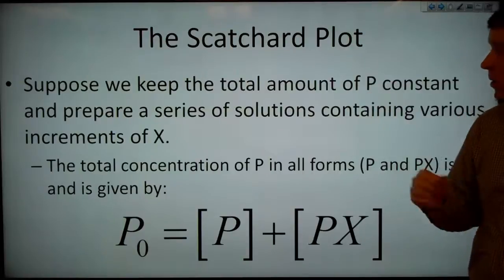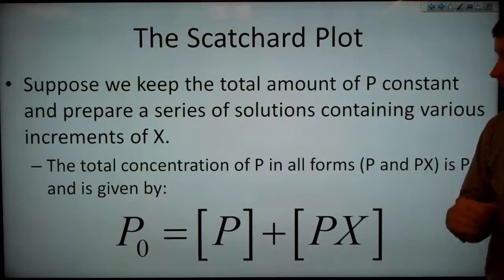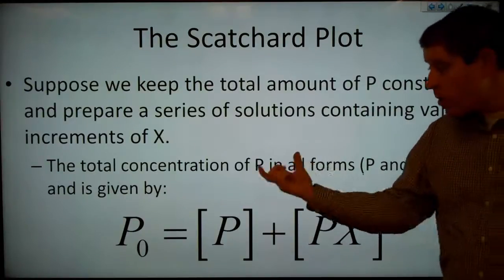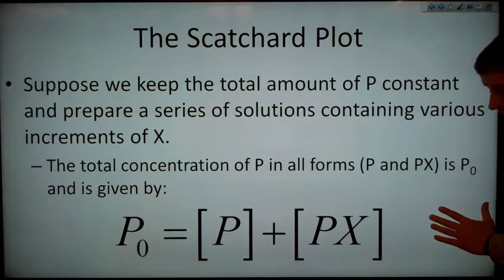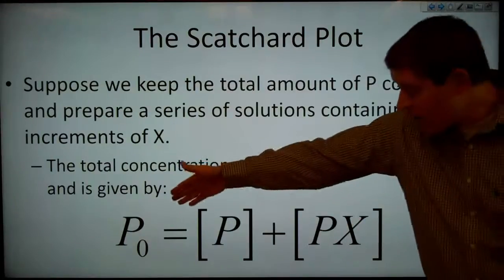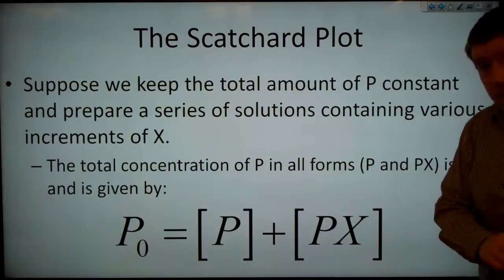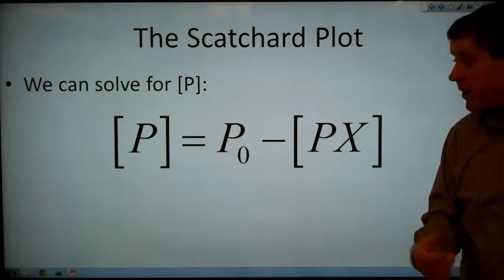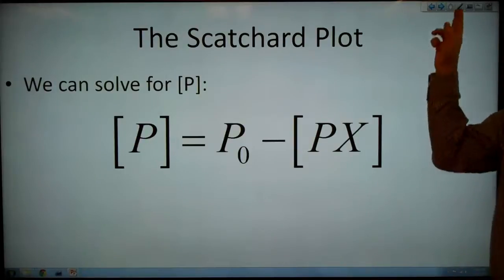Suppose we keep the total amount of P constant and prepare a series of solutions that contain various increments of X. So the total concentration of P in all forms, P and PX, is P naught and is given by this equation. So we have P naught is equal to the sum of the concentrations of P and PX. We can then solve this equation for the concentration of P. So the concentration of P is equal to P naught minus the concentration of PX.